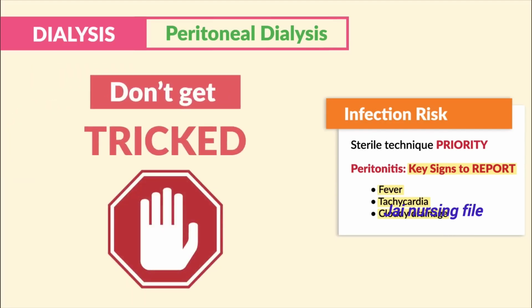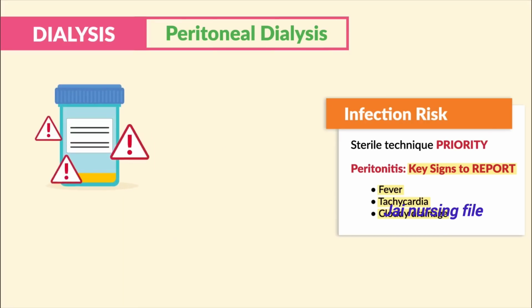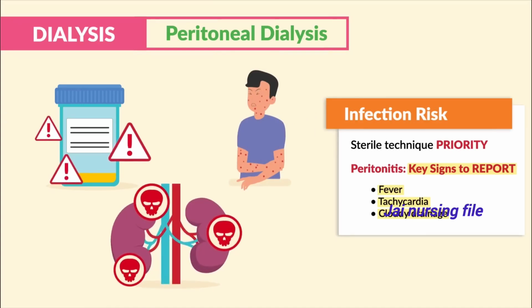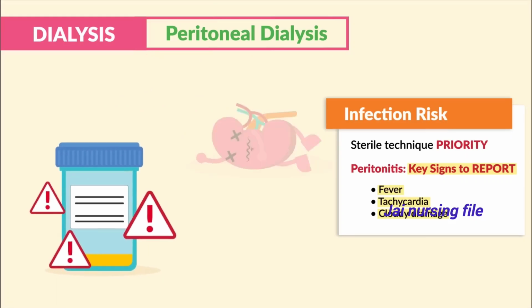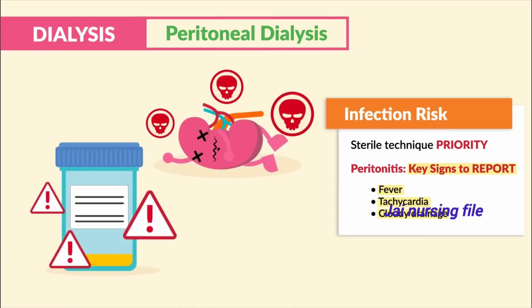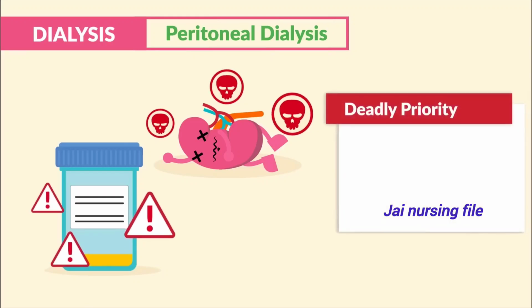Now don't get tricked. Priority findings are not oliguria, that low urine output, or even pruritus, that itchiness of the skin. These are common and normal findings with almost all renal failure clients. So oliguria, just think no or very low urine output. This, again, is normal and expected because the kidneys have failed. They're basically broken.